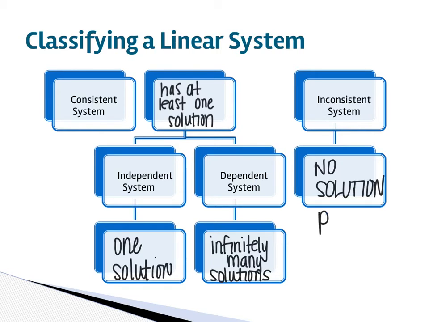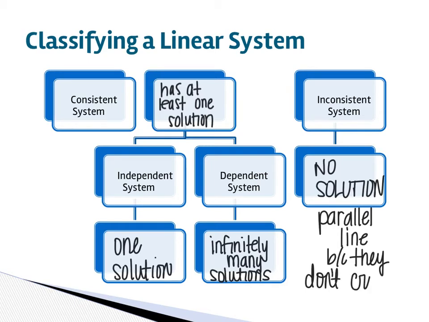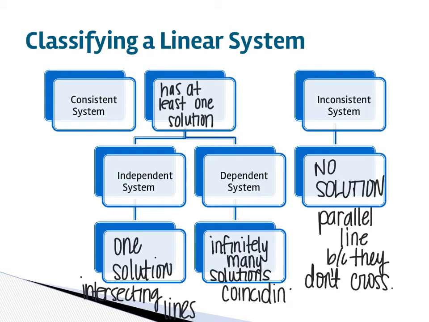If you have an inconsistent system, that's parallel lines because they do not cross. So there's no point that they have in common. If you have one solution, those are intersecting lines that just intersect at one point. And then the dependent system, where there's infinitely many solutions, that's coinciding lines. Those are lines that you graphed, and they're actually the same line.